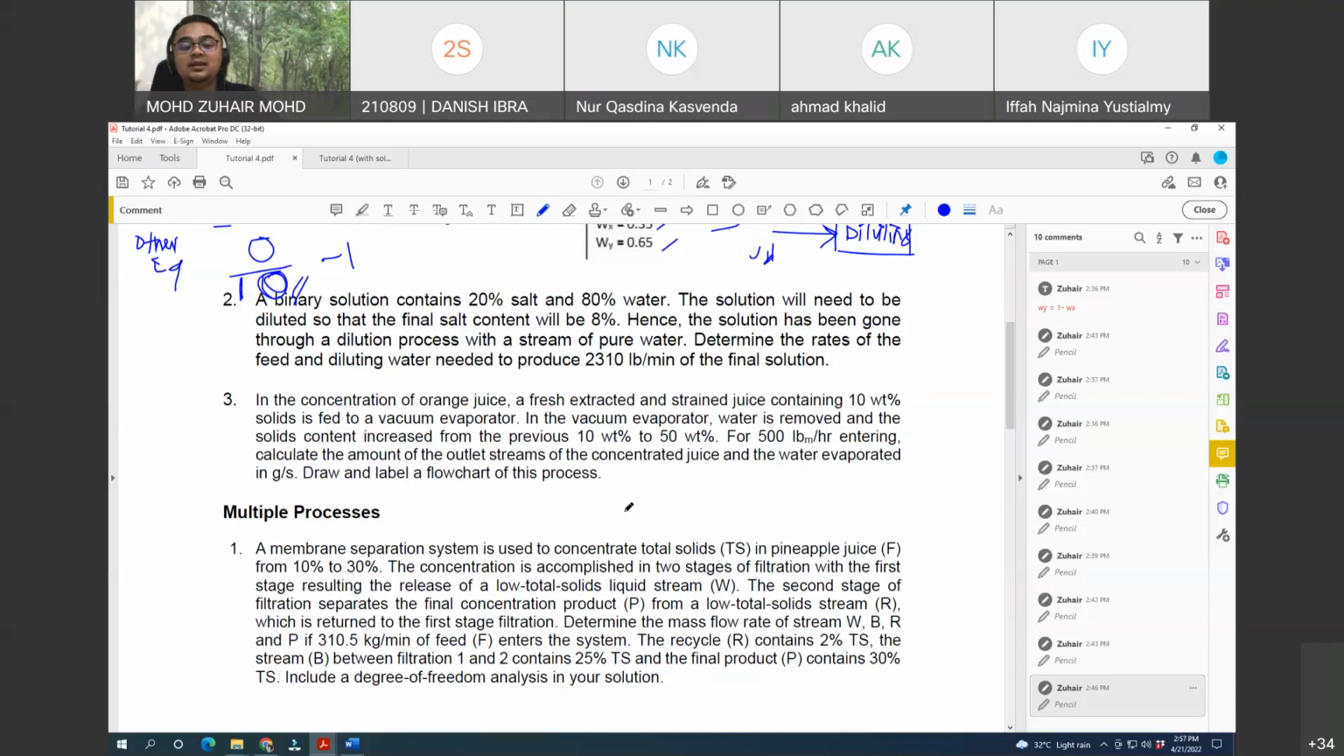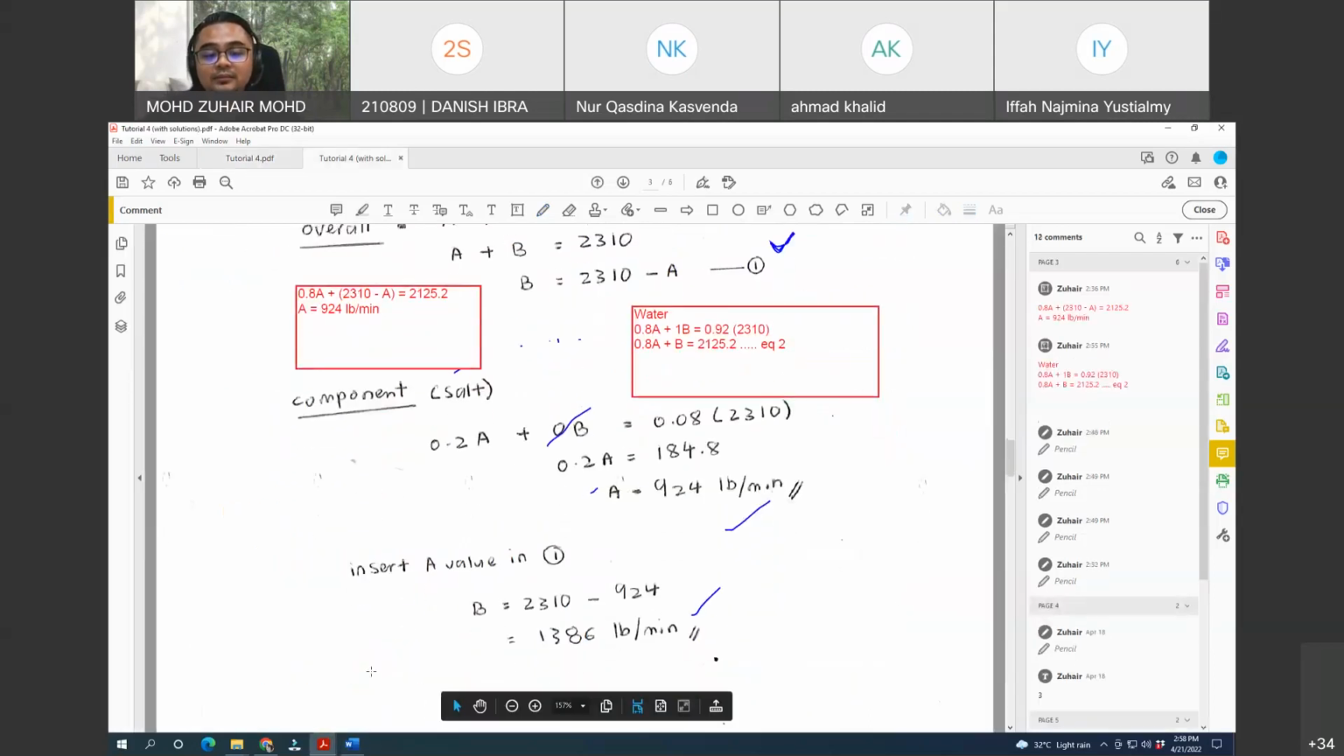Okay, similarly, don't panic. Sometimes when you read the question, you kind of get confused. But just take some time to draw the process diagram first, the block diagram first, so that when you draw the diagram, you're going to get more understanding about how to solve the question. Okay, so the block diagram for this one will be like this.